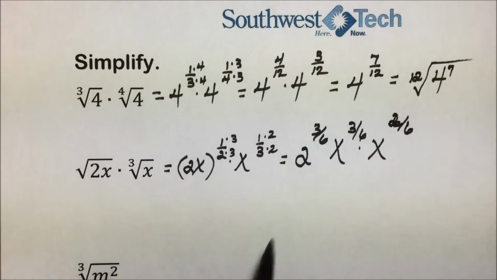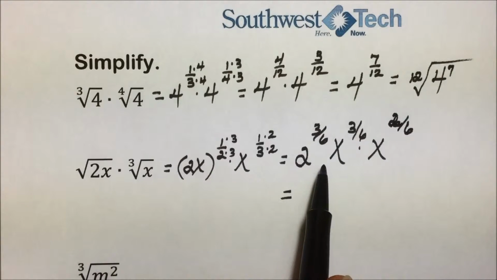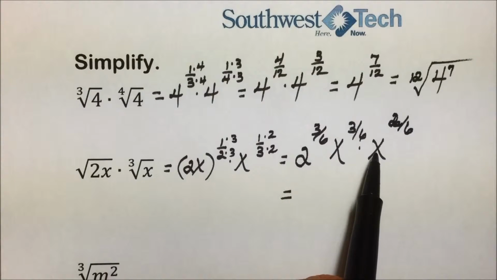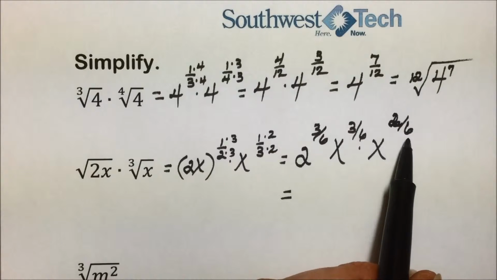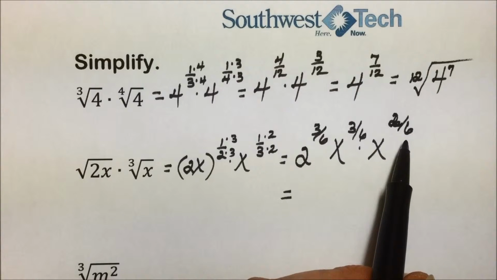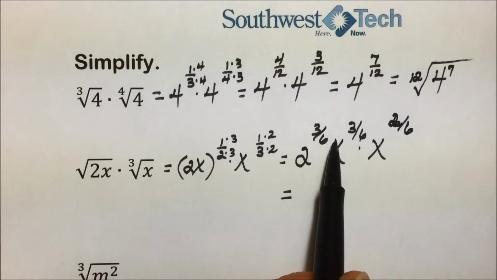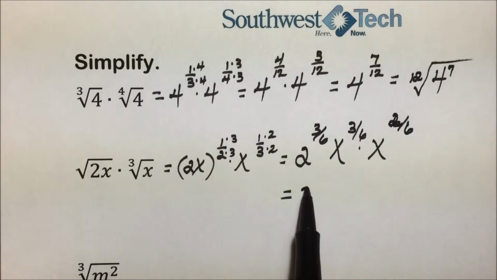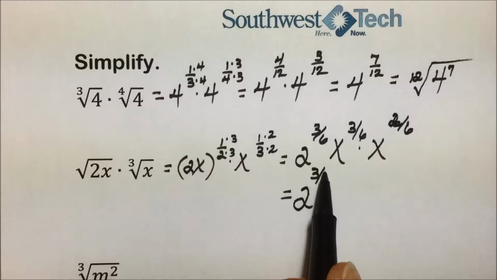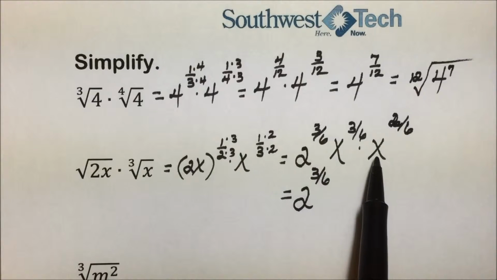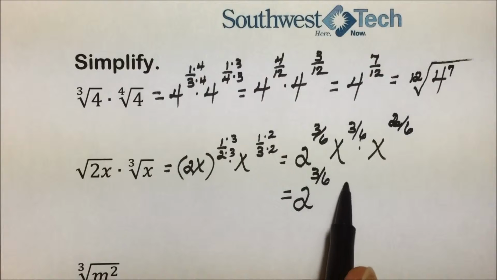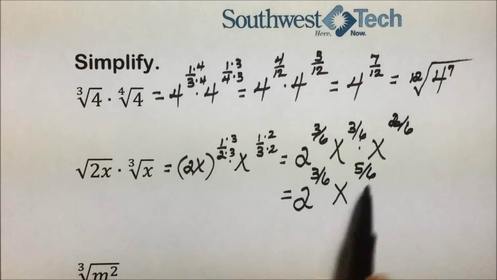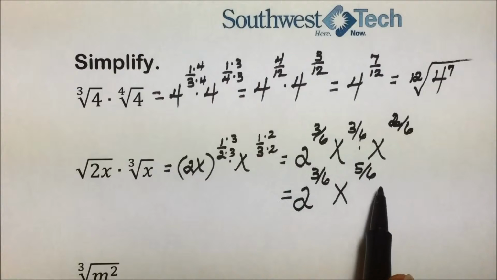Simplifying further, we could reduce this, but we have to keep in mind the fact that we're going to put this back into radical form. So having that common denominator will allow us to use one radical with the index that's common in the denominators of these. So I'm going to leave the 2 to the 3/6 power alone. Common bases of our x multiplied together, we will add our powers. 3/6 plus 2/6 is 5/6. We're now ready to put this back into radical form.